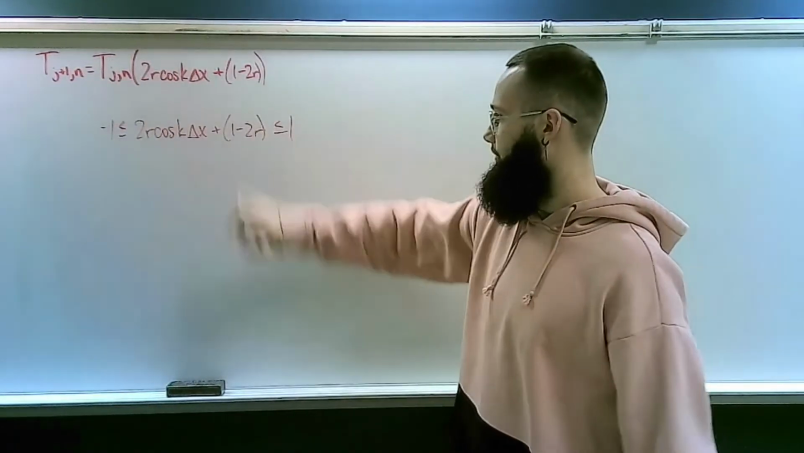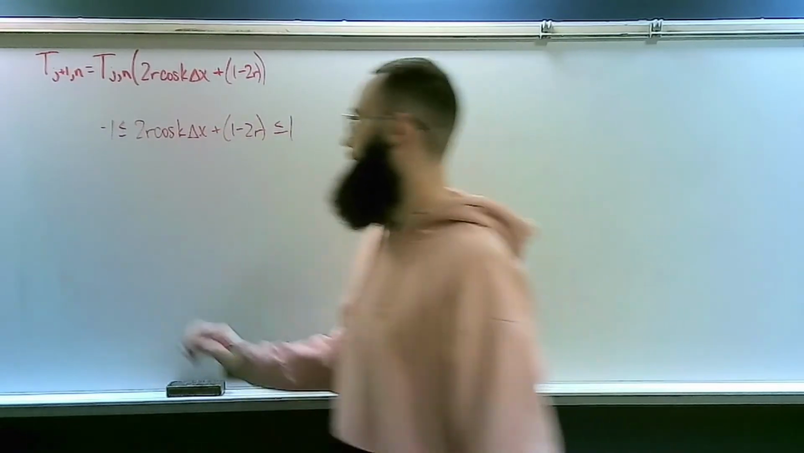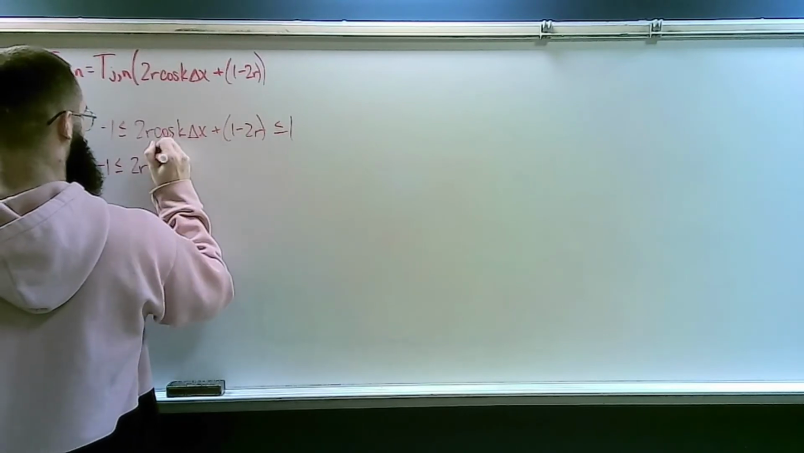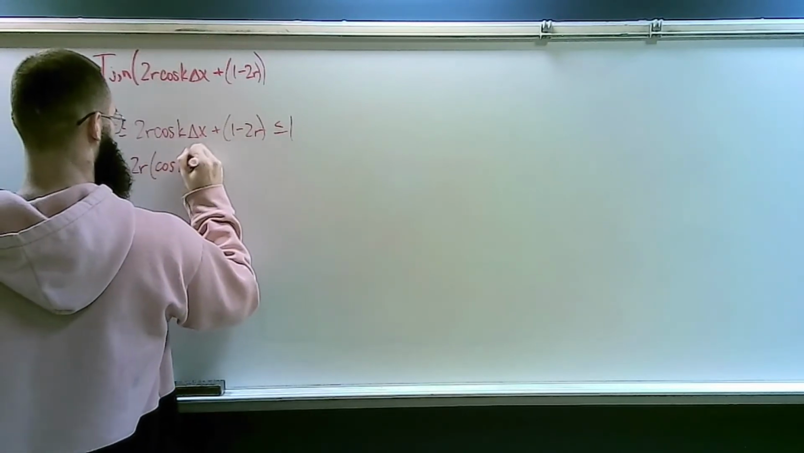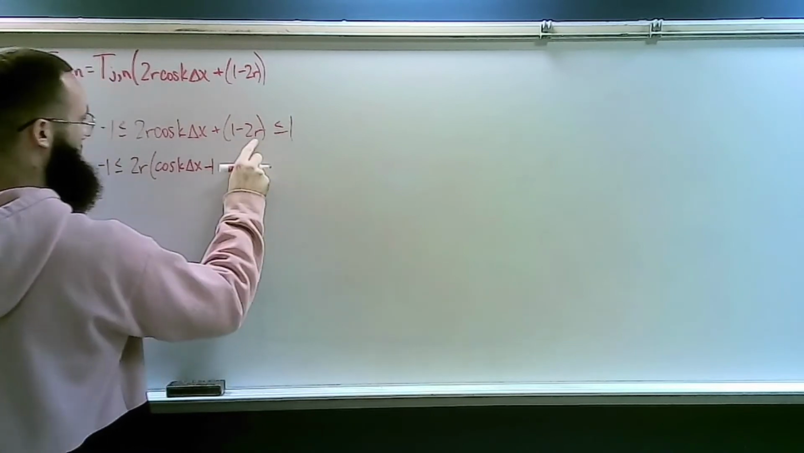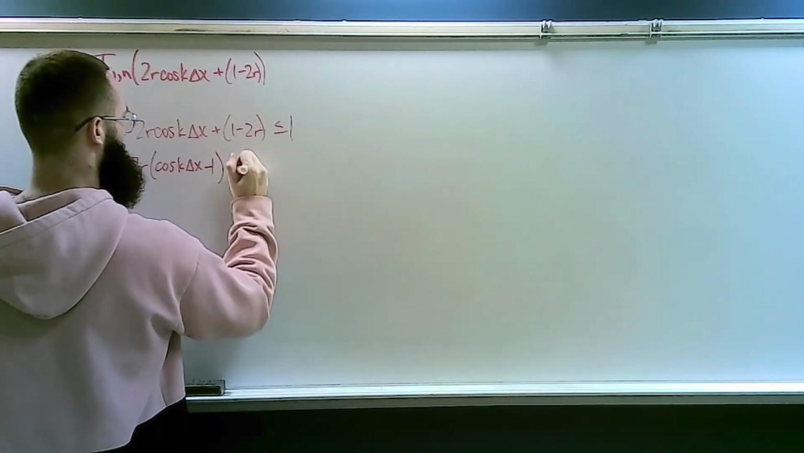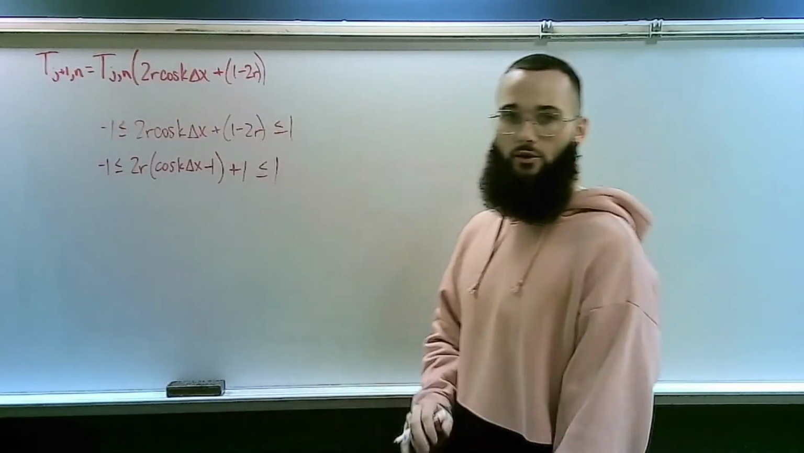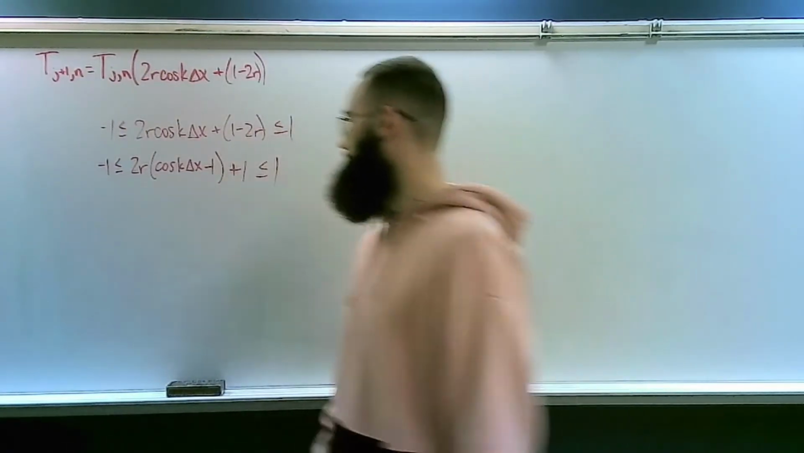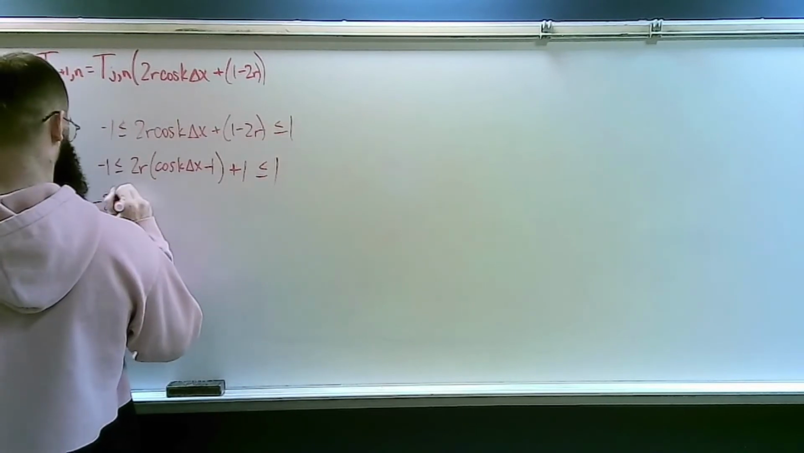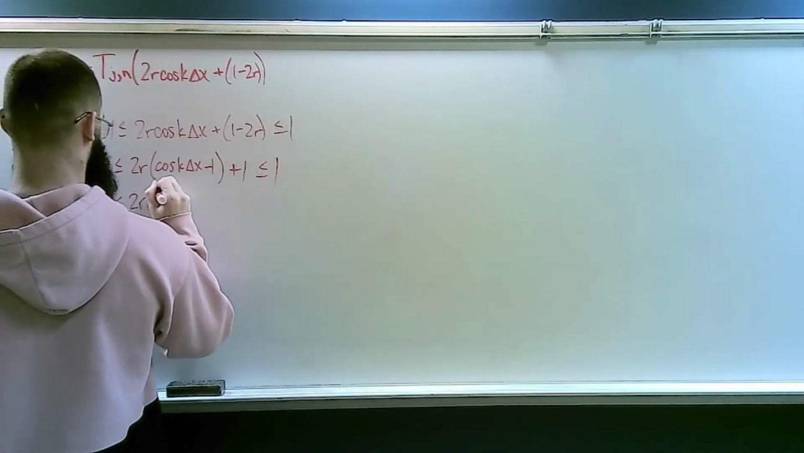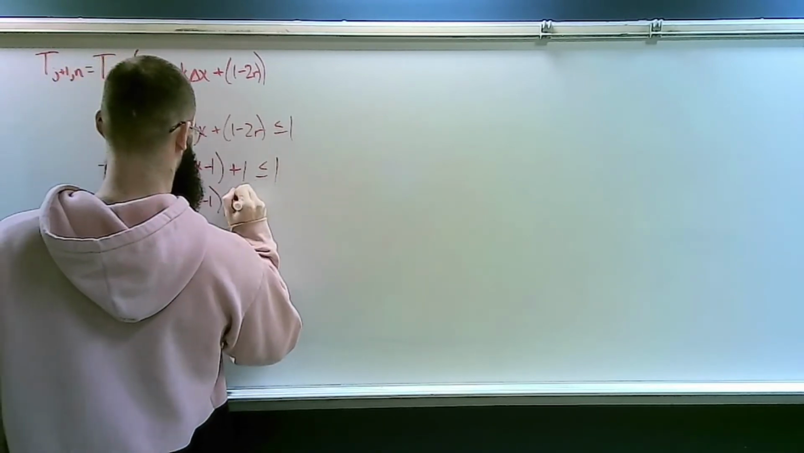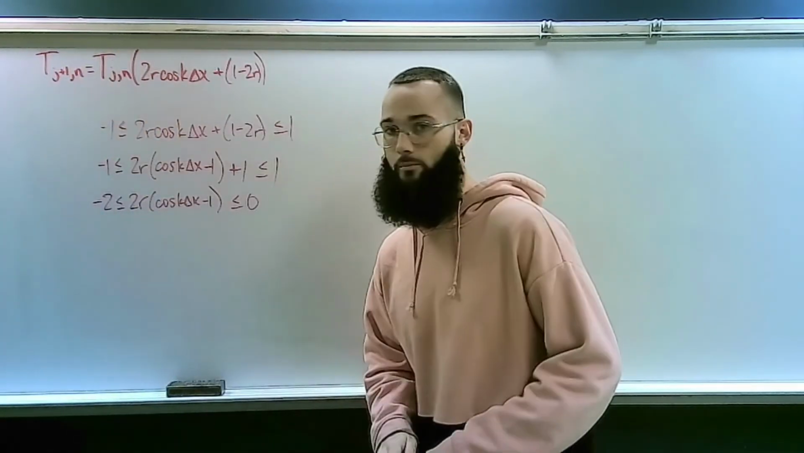And now I'm going to factor out this 2r. So that'll give me negative 1 is less than or equal to 2r times cosine kΔx minus 1 coming from that 2r, and then plus 1 coming from that plus 1, less than or equal to 1 still. So the next step is to subtract 1 from every side. So that gives me negative 2 is less than or equal to 2r times cosine kΔx minus 1, which is less than or equal to 0.